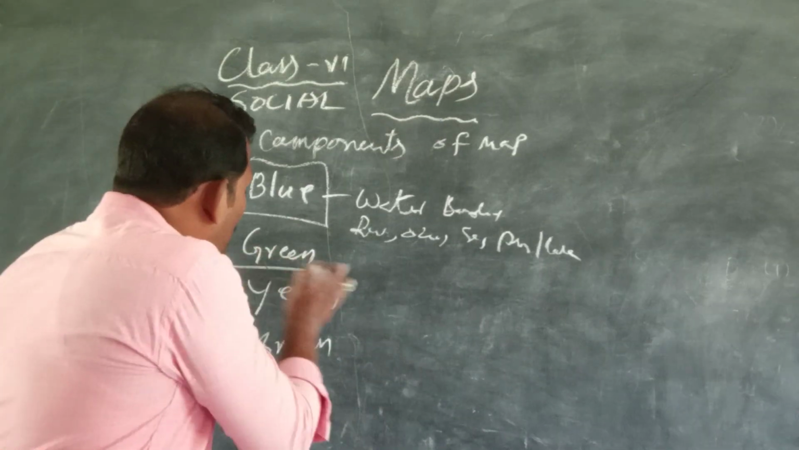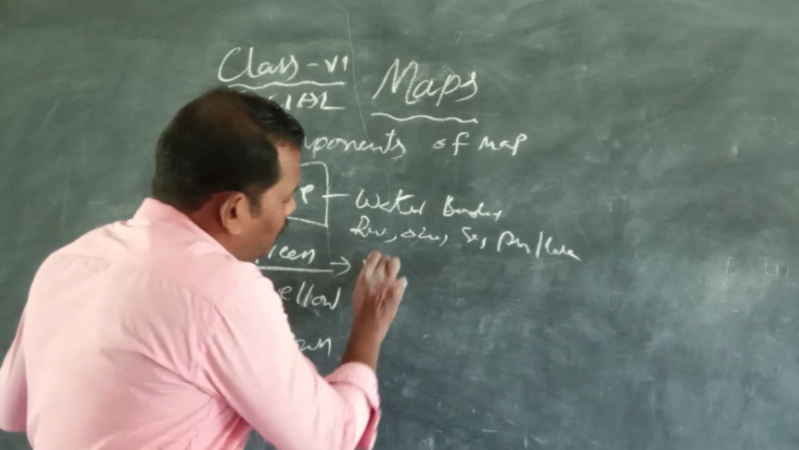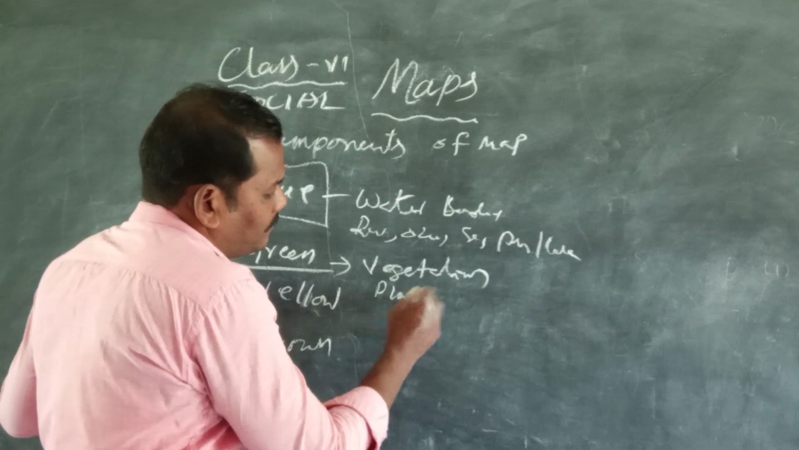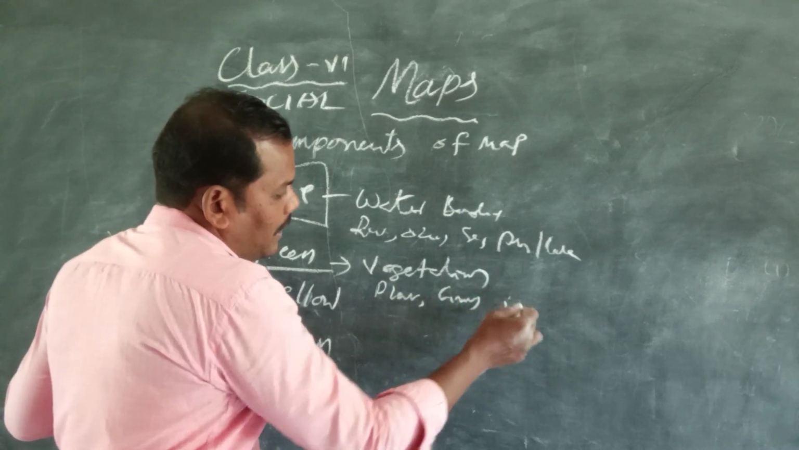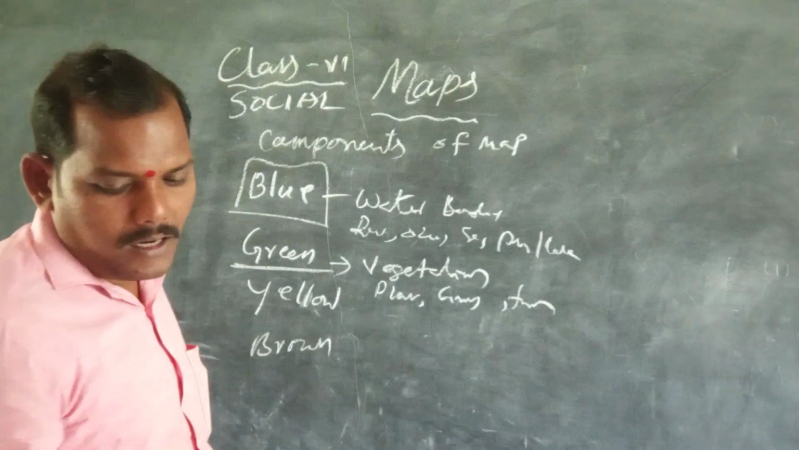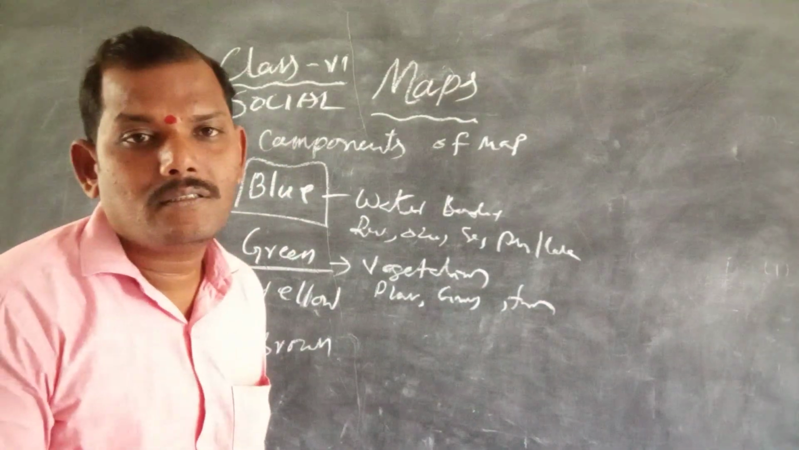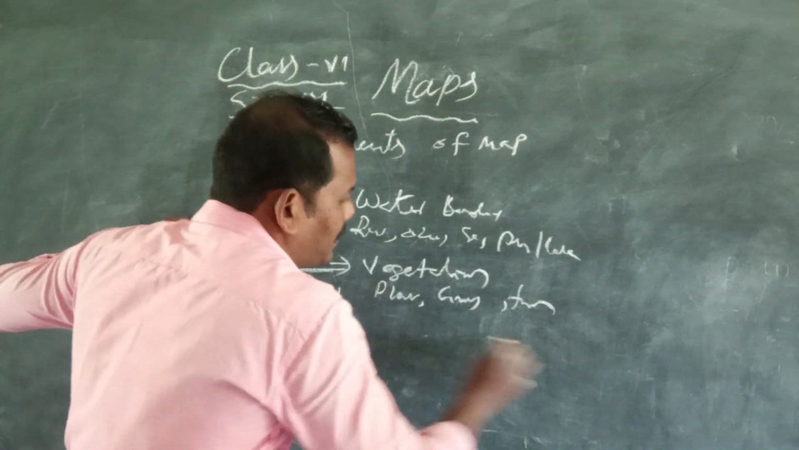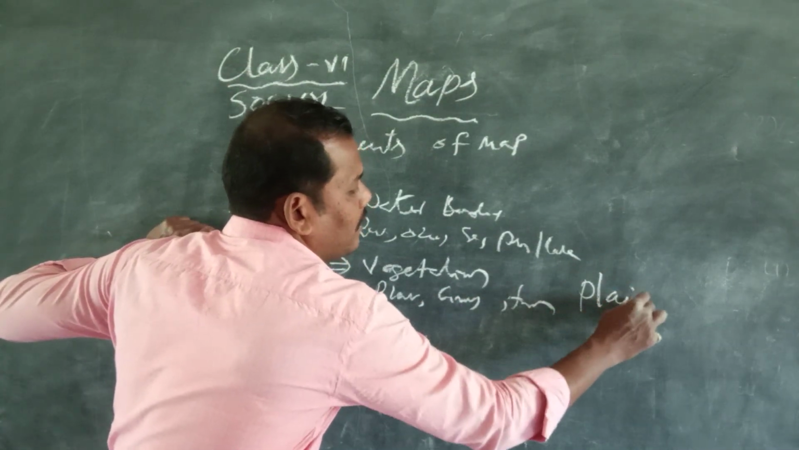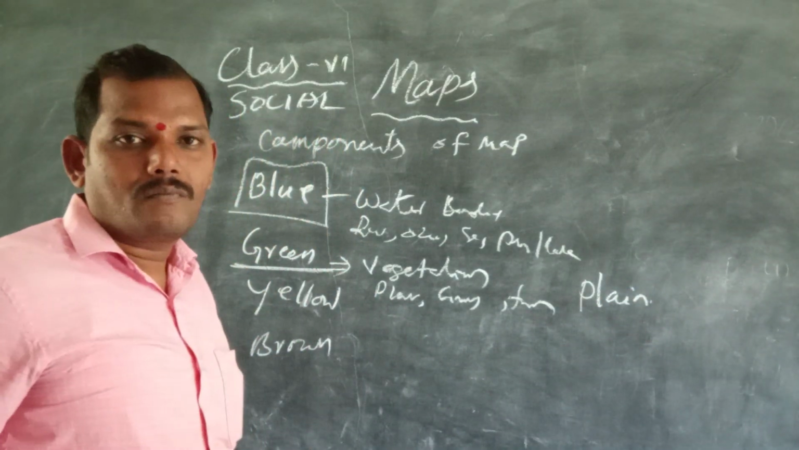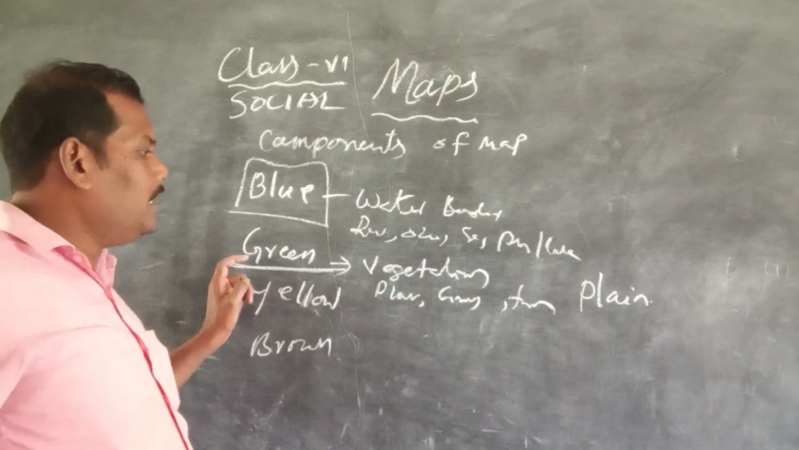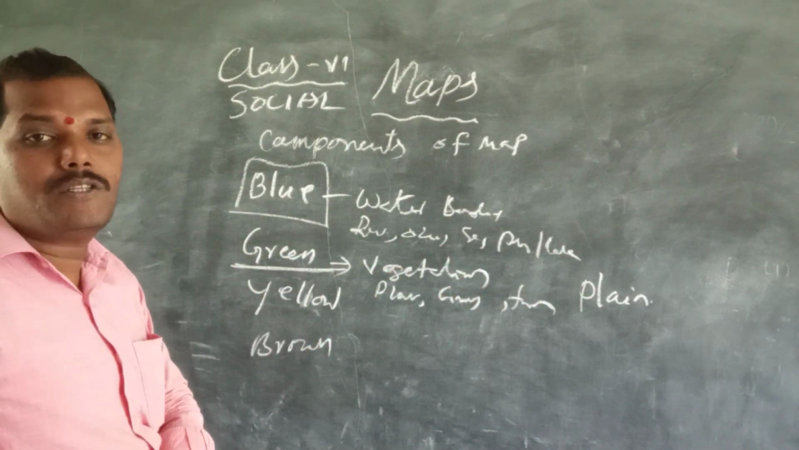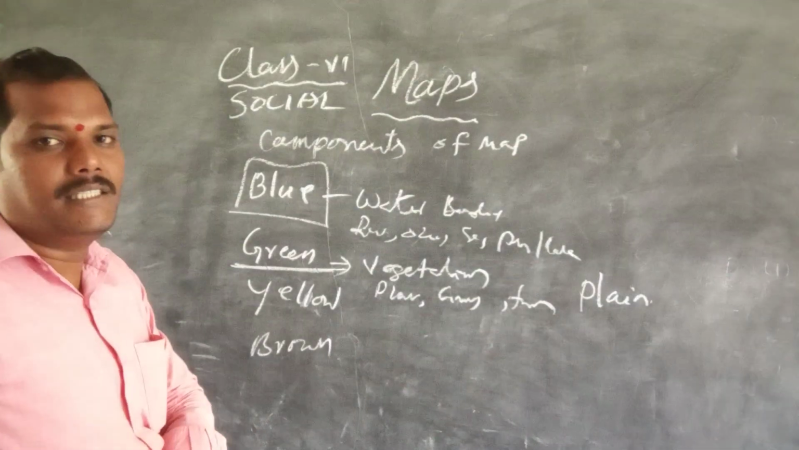And where the green color is located, it is the representation of vegetation, like plants, grasslands, and forests. These are all shown in green color. Another way, green is the representation of plain areas, plains. Green is the representation of plain regions.